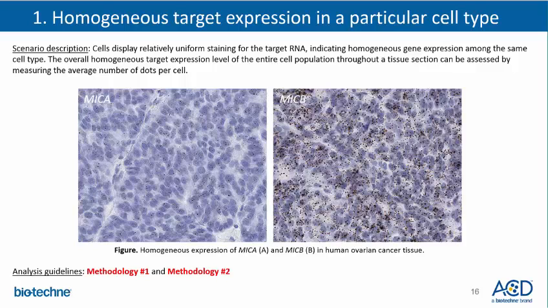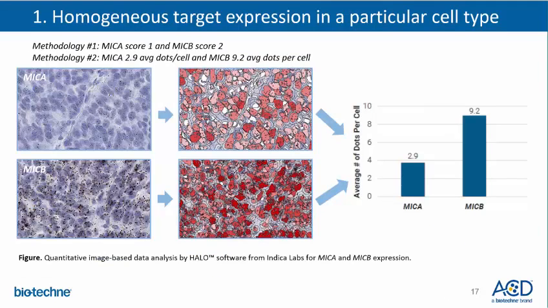In these example images for human ovarian cancer tissue, you can see the homogeneous expression for MIC-A on the left and MIC-B on the right, with MIC-B displaying a higher expression level than MIC-A. The homogeneous expression level can be analyzed by methodology 1, which is the semi-quantitative ACD scoring method, and methodology 2, which is the image-based quantitative software analysis.